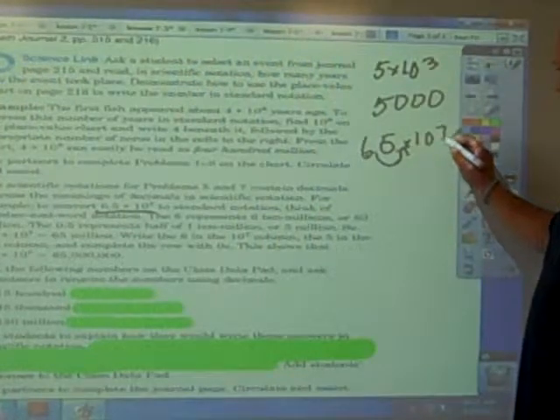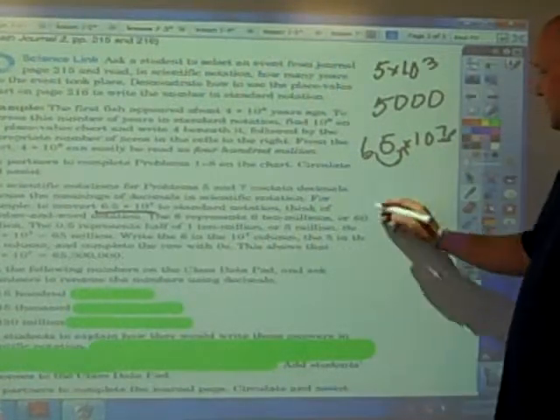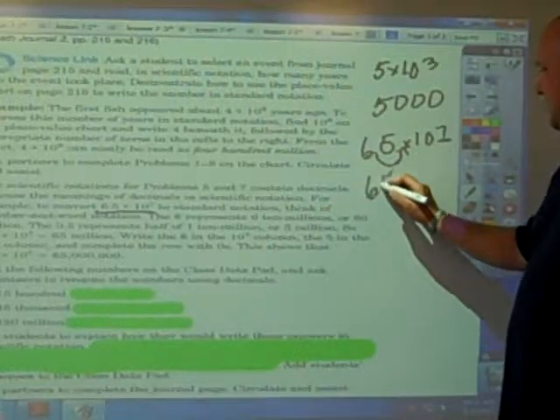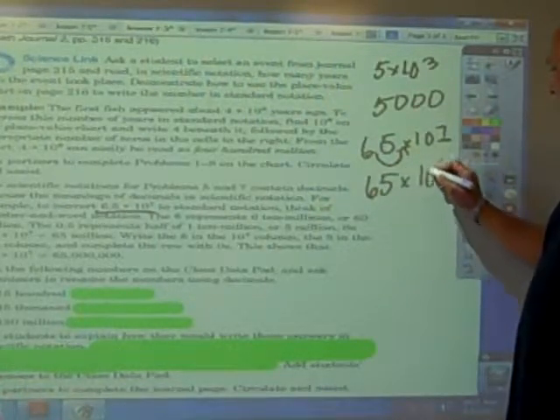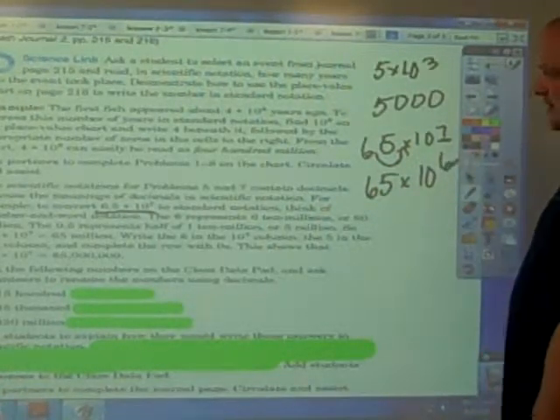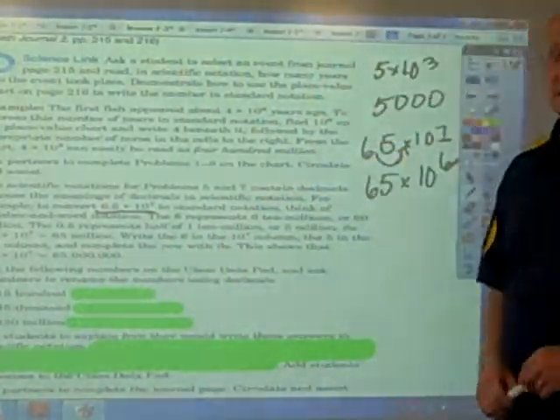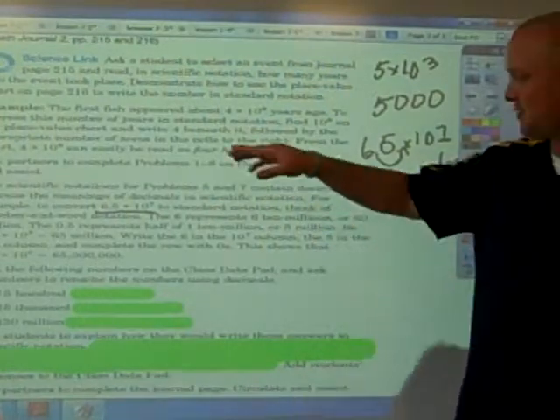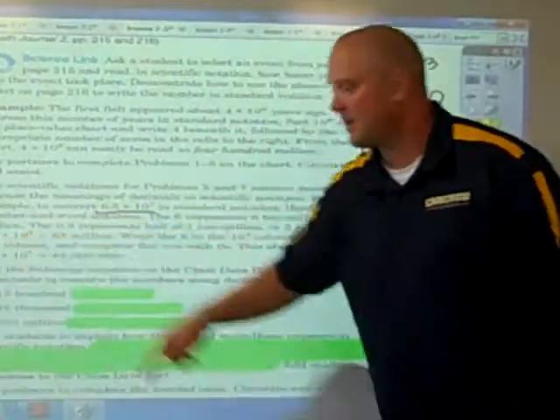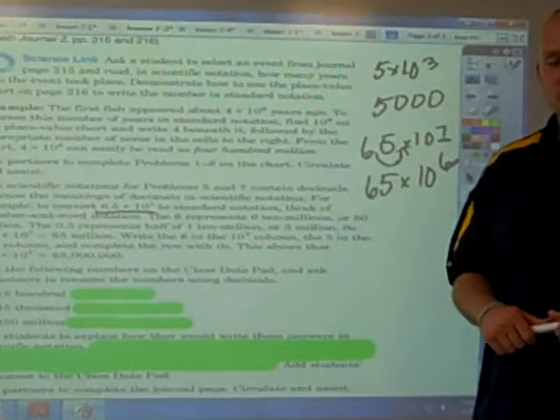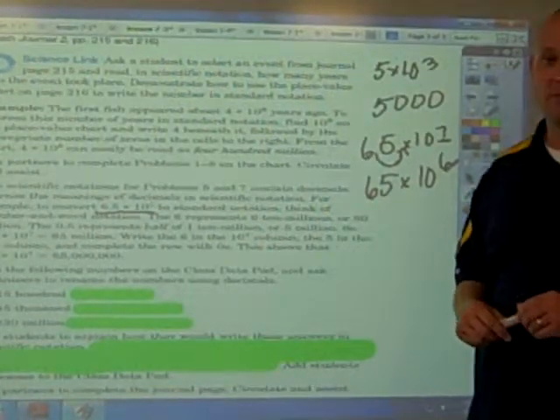And then that takes away one of your exponents. So when you do this, it ends up being 65 times 10 to the 6th. So if you have 65, then 1, 2, 3, 4, 5, 6 zeros now instead of your 7, because your decimal movement takes away one of those exponents. So it's a little bit different to look at it that way with decimals.